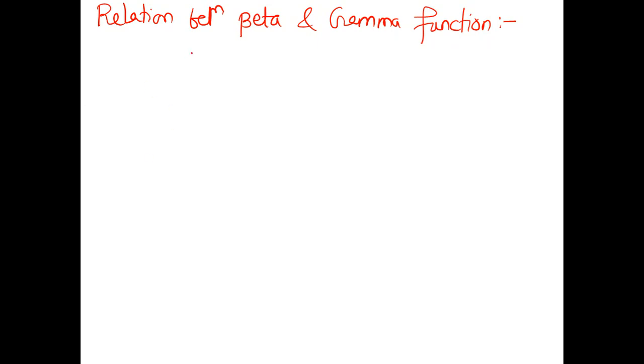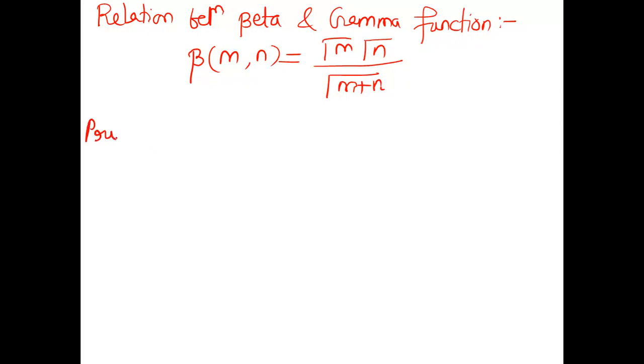So what is the relation? It says that beta of m, n is equal to gamma of m into gamma of n upon gamma of m plus n. So this is the relationship between the beta and gamma function. So let's see the proof.